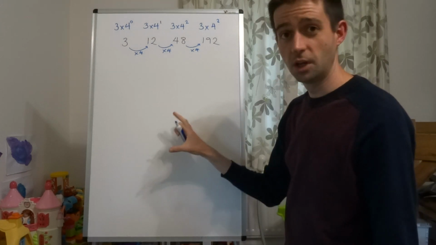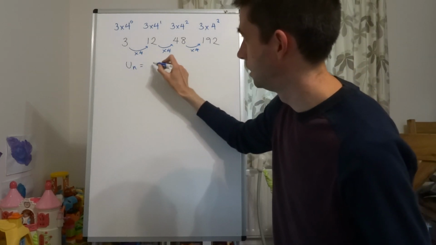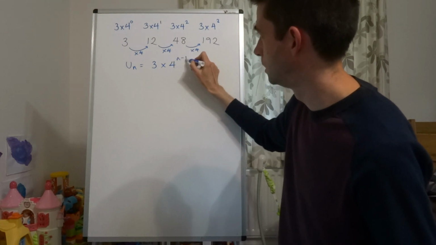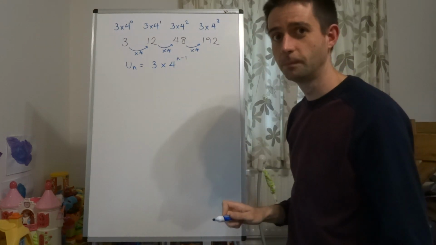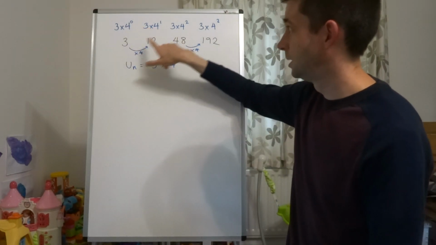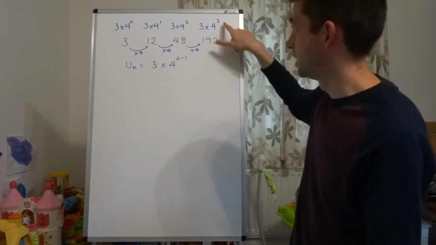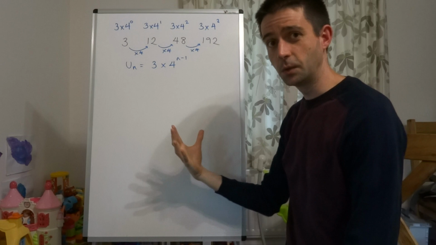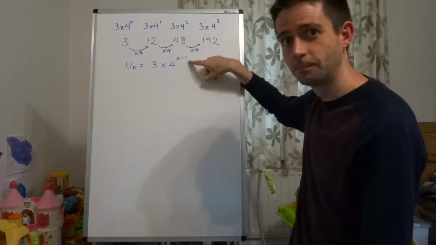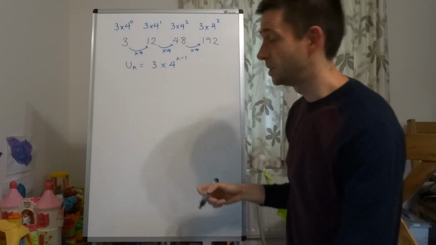So the nth term rule for this sequence would be that term n would be 3 times by 4 to the power of n minus 1. And if you look at that, the first term in the sequence, 0, second term, 1, third term, 2, fourth term, 3. So each term in the sequence, the power of 4 is 1 less than the position of the term. And this holds true for geometric sequences in general.